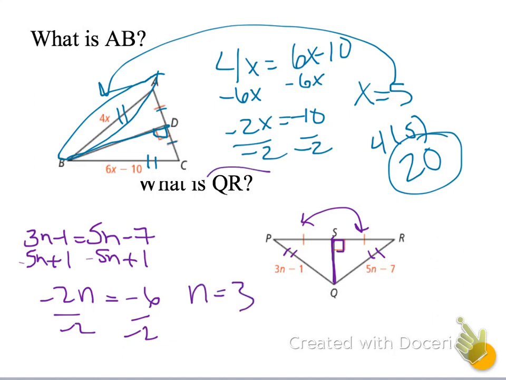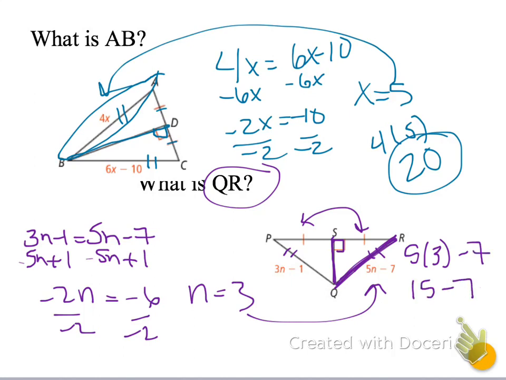What am I trying to find? QR. So I want what this length is. So let's go ahead and plop n in here. So 5 times 3 minus 7. 5 times 3 is 15. 15 minus 7 is 8. So the length of QR is 8.